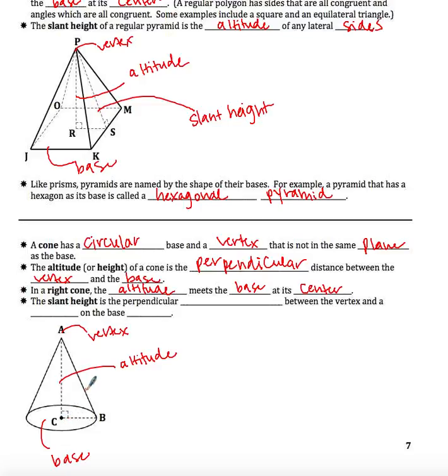The slant height is going to be the perpendicular distance between the vertex and a point that's on the base. So that means that this side would be a slant height, or this side.